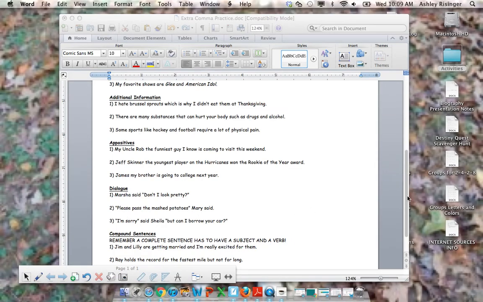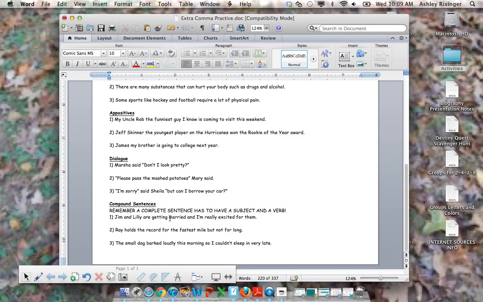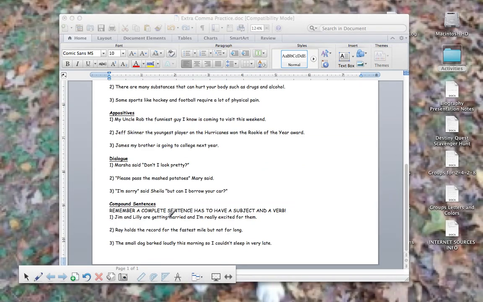Okay, and let's look at the final ones. Now, compound sentences, this is the one that most people missed. You have to have a subject and a verb for it to be a complete sentence. You have to have a subject and a verb. Let's look at number 1. Jim and Lily, that's our subject. We got 1. Are getting married. What are they doing? They're getting married. So we have a subject and a verb.